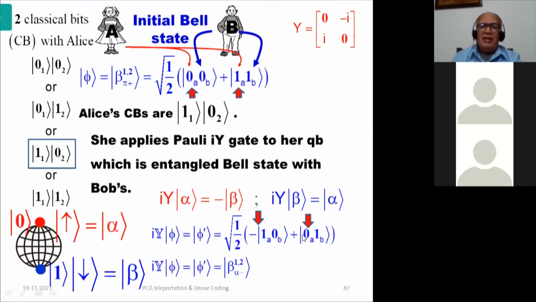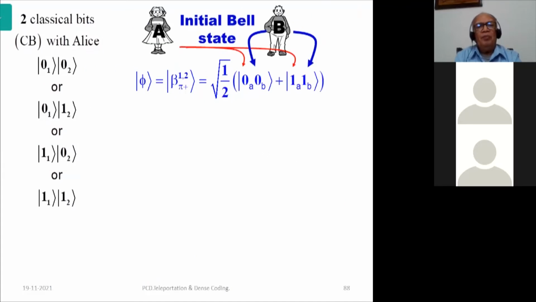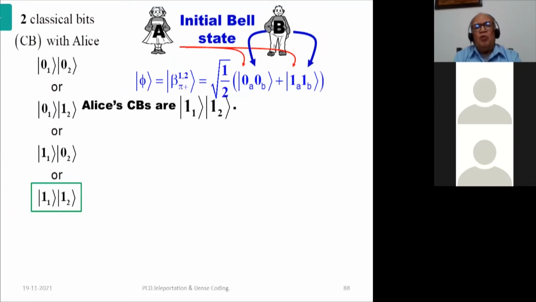So the original Bell state is transformed into a new Bell state, but which new Bell state it would get transformed into depends on what operation has been carried out by Alice. In the first case, she did nothing, which is like executing the identity gate. In the second case, she applied the Pauli NOT gate. In the third case, she applied the iY gate. And the fourth case, which is coming up now, in the fourth case, she has 1, 1.